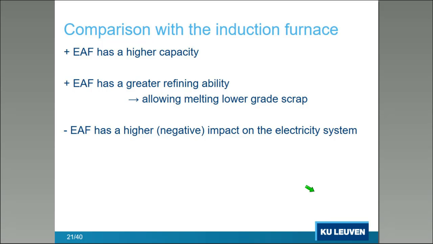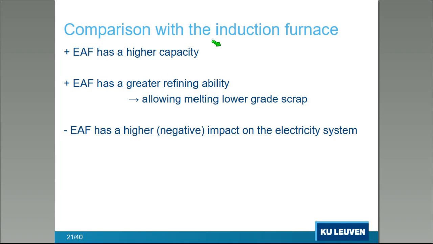Let me take just a moment to compare it with another system that is used in metallurgy, for instance, the induction furnace. The advantage of the electric arc furnace is that it has a higher capacity. Remember this very first slide where we spoke about 120 tons per basket. Then we also have a greater refining ability with the arc furnace because of the high temperature of the arc.